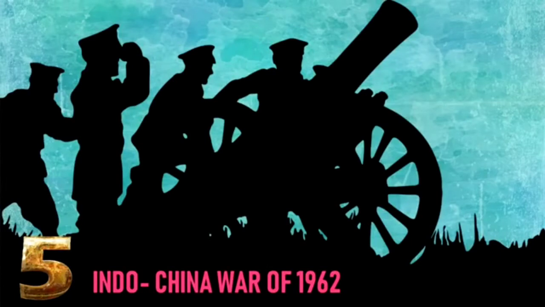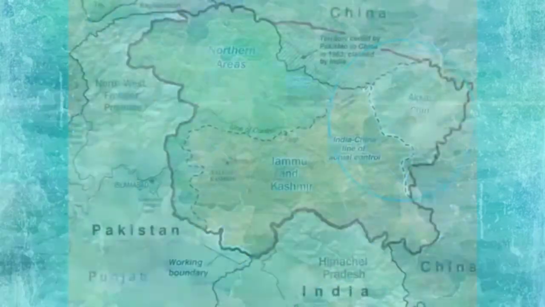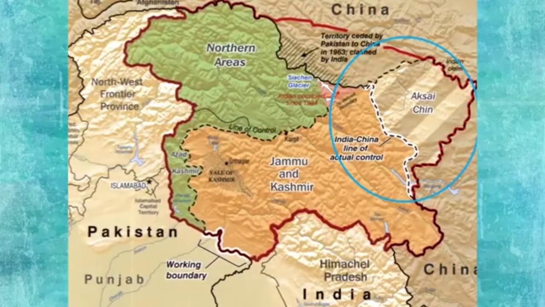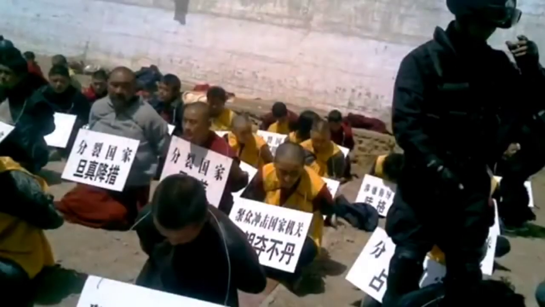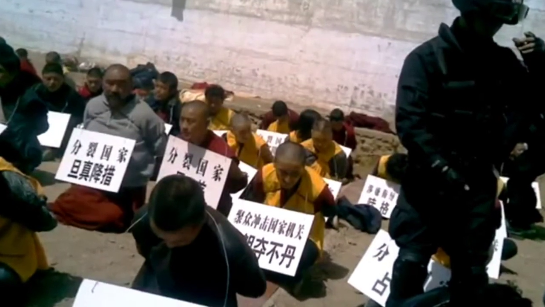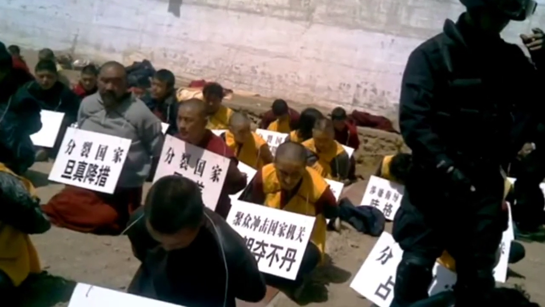Number 5. Indo-China War of 1962. The Indo-China War was a war between China and India that occurred in 1962. A disputed Himalayan border was the main pretext for war, but other issues play a role. A series of violent border incidents occurred after the 1959 Tibetan uprising, when India had granted asylum to the Dalai Lama.